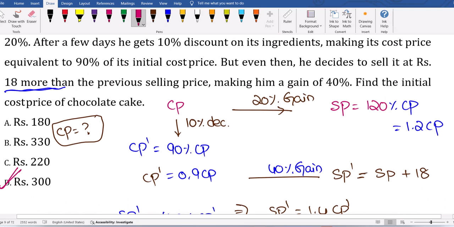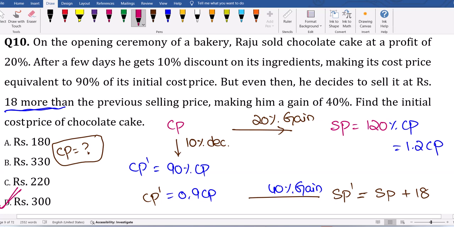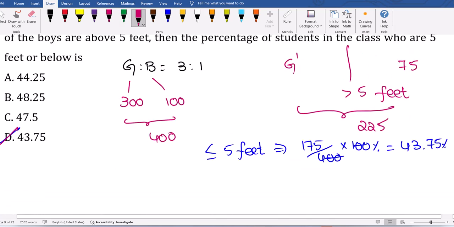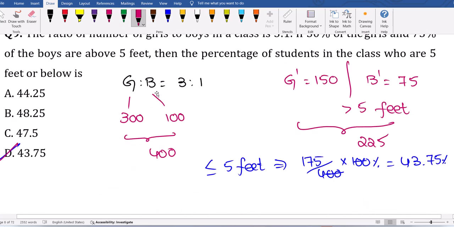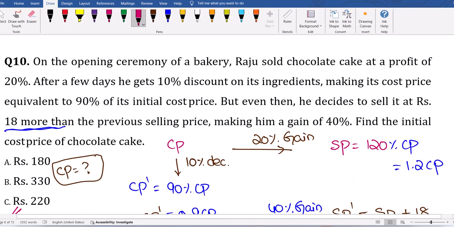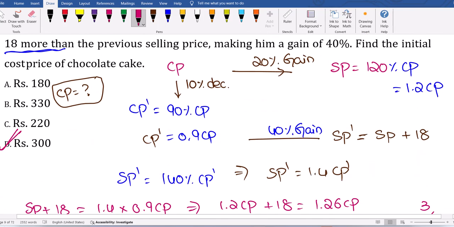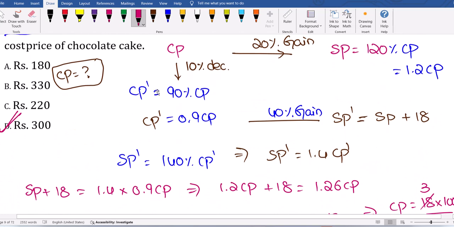Profit and loss. First question we discussed was profit and loss. Now this 10th question is also profit and loss. So profit and loss, permutation, combination. You see, these are the questions they are focusing on. Probability also, one question we discussed.